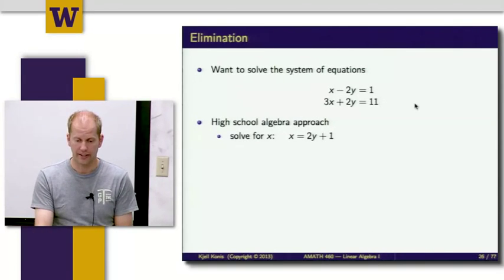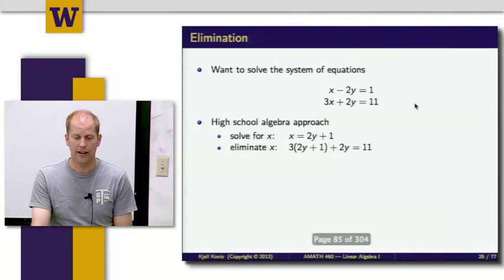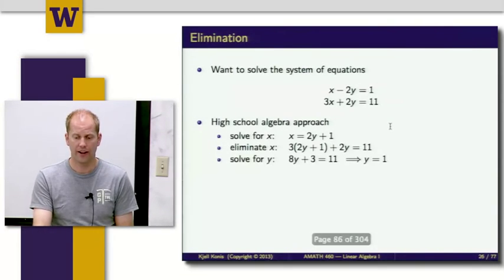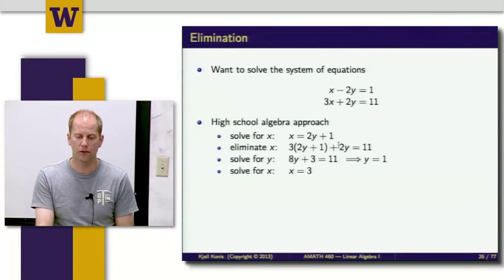So let's see. I did that. X is equal to 2y plus 1. Then I put the 2y plus 1, I substitute that in to the second equation. I solve for y, and I get y equals 1. And then I plug this y equals 1 back into my first equation, and that gives me x equals 3. So I end up with the point 3, 1, or the vector 3, 1, being the intersection of these two lines.